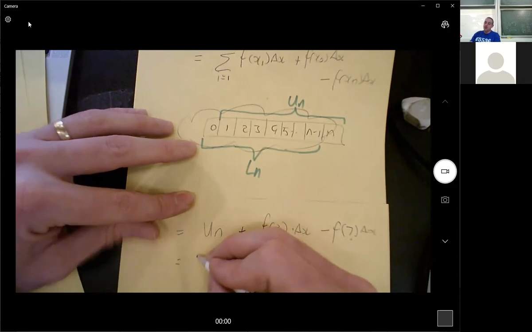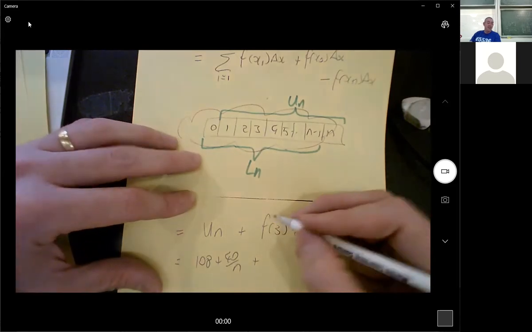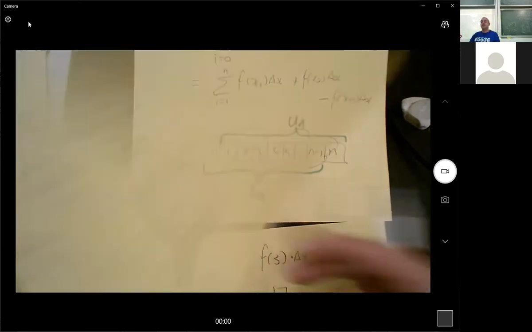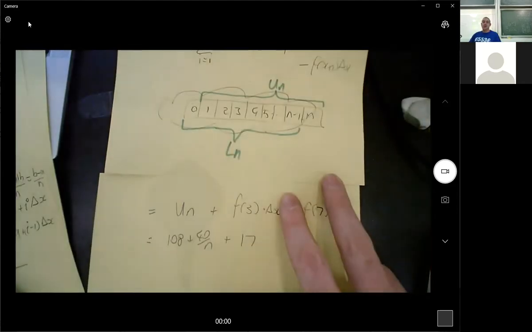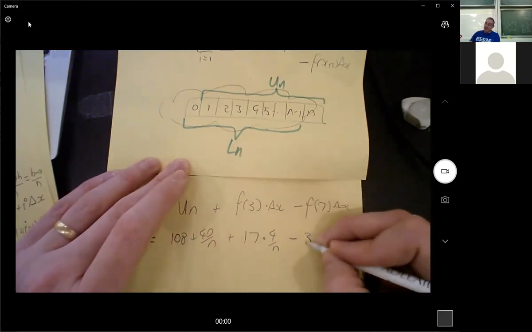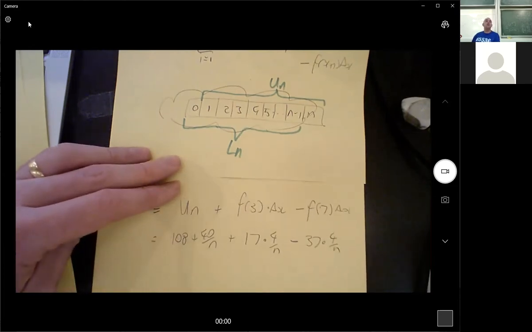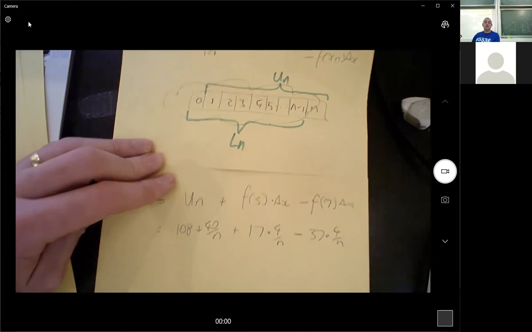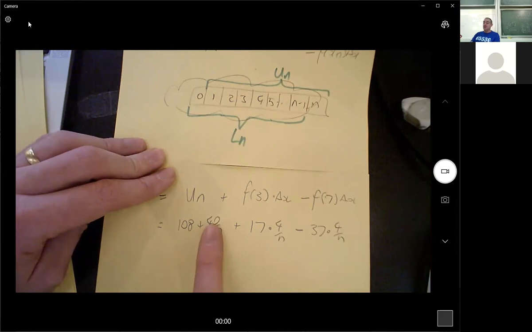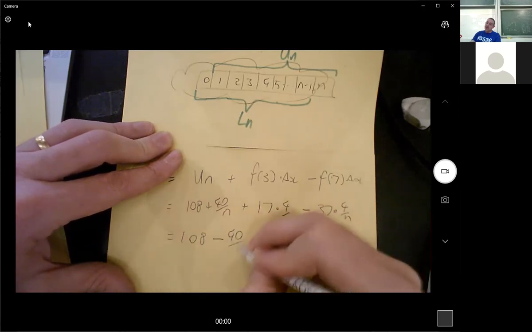And so the un was 108 plus 40 on n. The f of 3, we figured that out earlier in our diagram, that was 17. And the delta x was 4 on n. And then this one was 37. And that's the answer, whatever that works out to be. 17 minus 37, which would be minus 20. Minus 20 lots of 4, so we've got 40 minus 80, so we get 108 minus 40 on n.